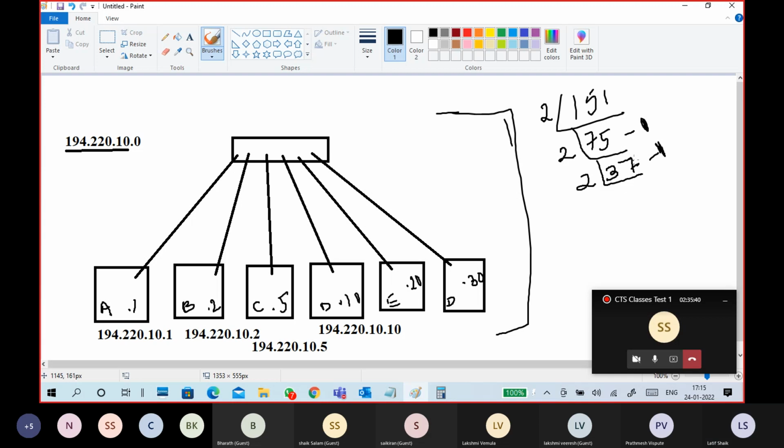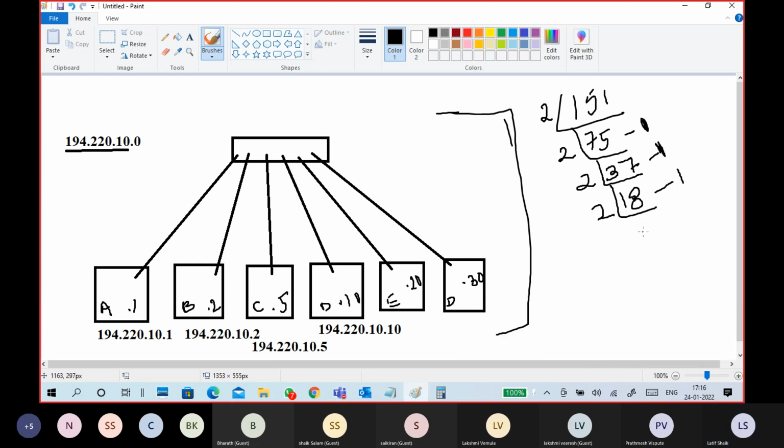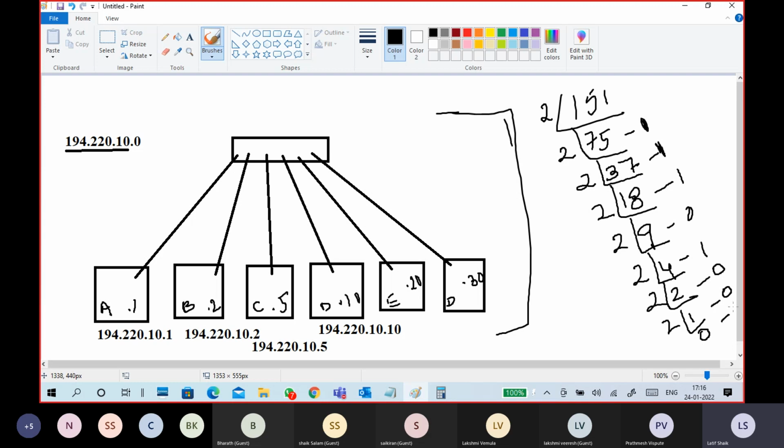Again, 37 cannot be divided evenly by 2: 2 times 18 is 36, and 1 is the remainder. Then 18 divided by 2 is 9, remainder 0. 9 divided by 2 is 4, remainder 1. 4 divided by 2 is 2, remainder 0. 2 divided by 2 is 1, remainder 0. The final remainder is always 1.